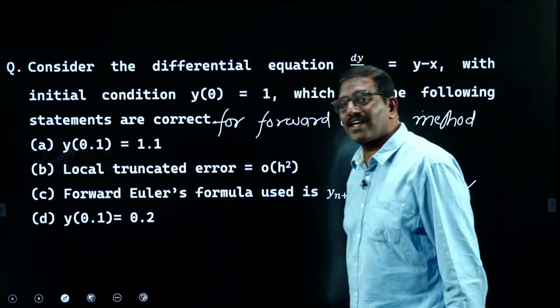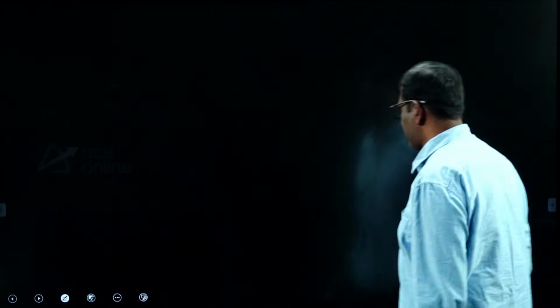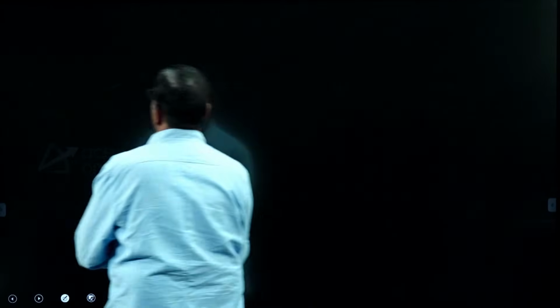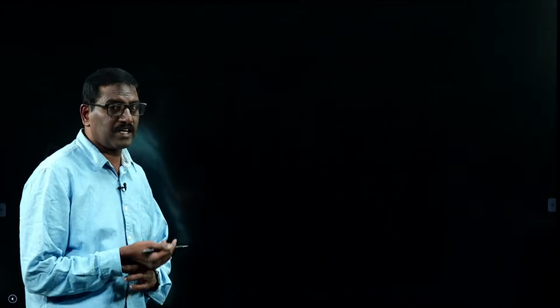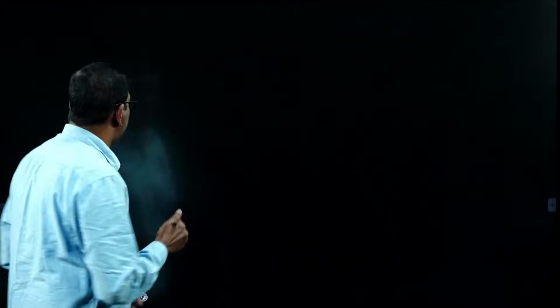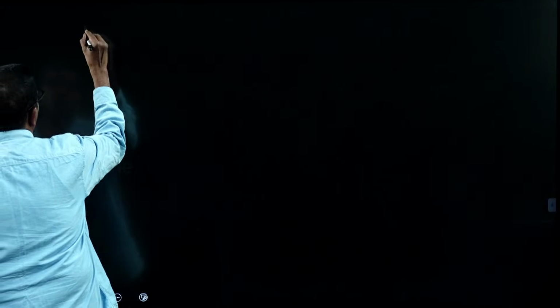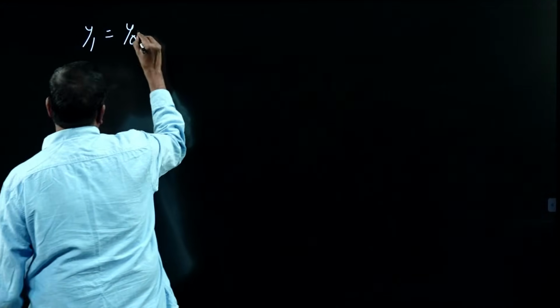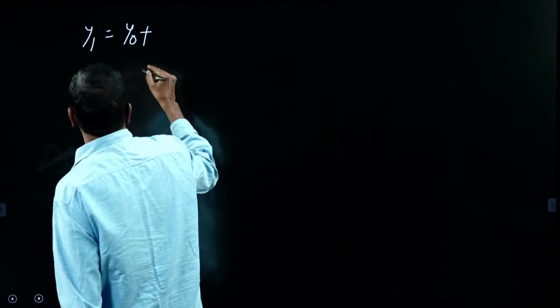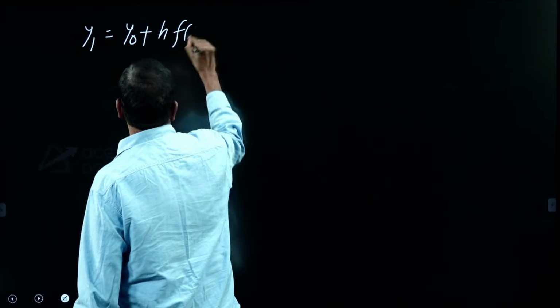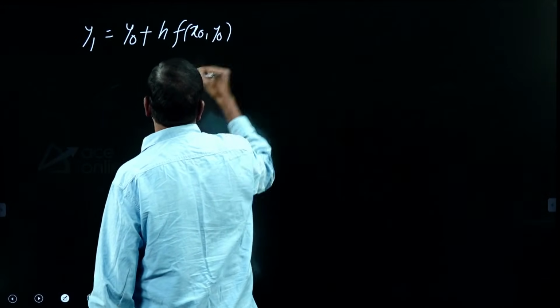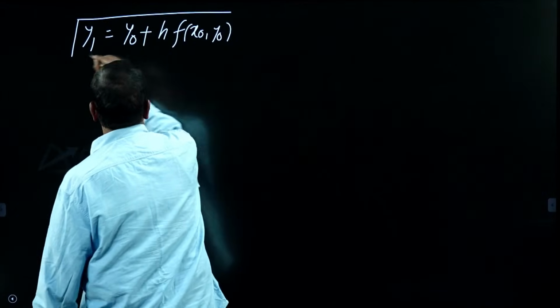So, local truncated error. What is the truncated error formula? What is actually the Taylor series? Generally, to find the truncated error, we compare with the Taylor series, as you already know. What is forward Euler's method? y1 is equal to y0. Using y0, how to find y1? y0 plus h into f of x0 y0. This is the forward Euler's method formula.